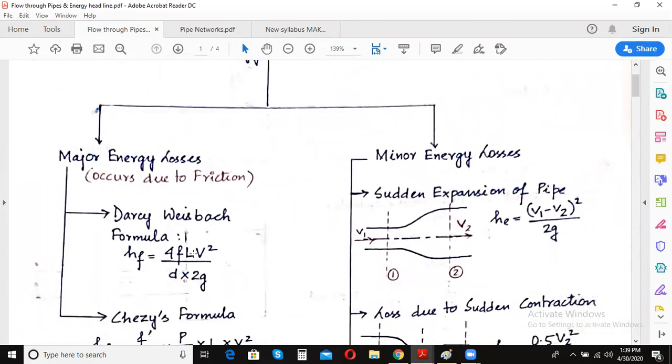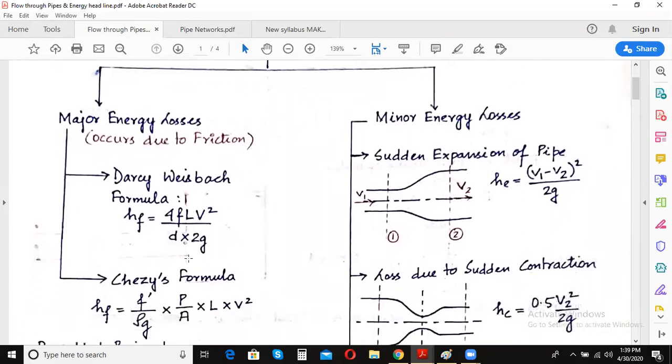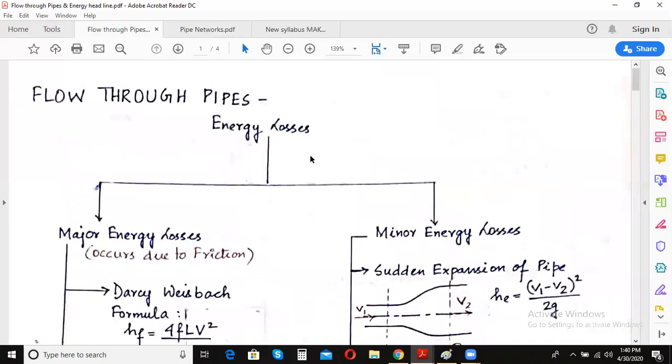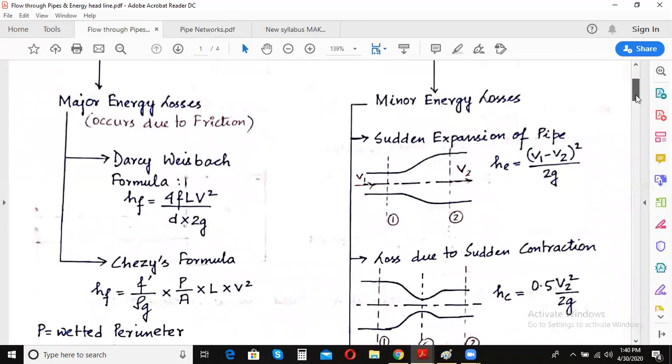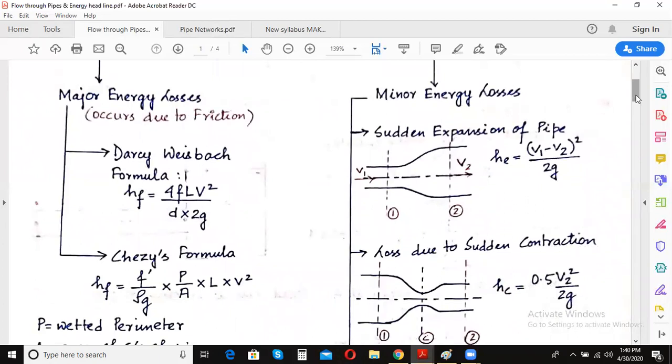It is mainly classified into major energy losses and minor energy losses. The major energy losses occur mainly due to friction, and the head loss due to friction is given by the equation 4fLV² / (2gD). f is the coefficient of friction, L is the length of pipe, V is the velocity of flow, D is the diameter of pipe, and g is the acceleration due to gravity. Whereas under minor energy losses, we have several conditions, 7 to 8 conditions. So first we have minor energy loss due to sudden expansion, that is when the diameter expands suddenly.